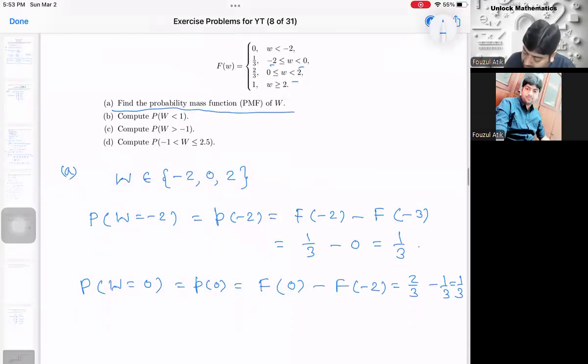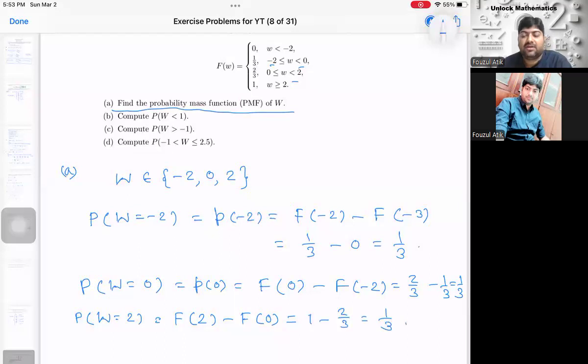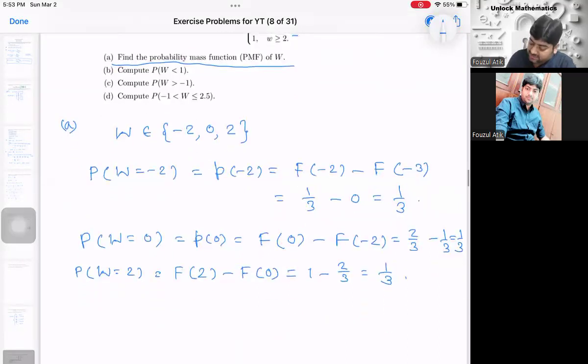Then the next one, p of W is equal to 2. So it's the same way we can do. So f of 2 minus f of 0, the jump height, how much height it is getting, it is jump. So f of 2 is what? It was 1 minus f of 0, which is 2 by 3. So again it is 1 by 3. So we got easily all the values of the probability mass function.